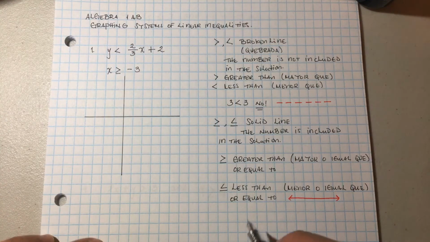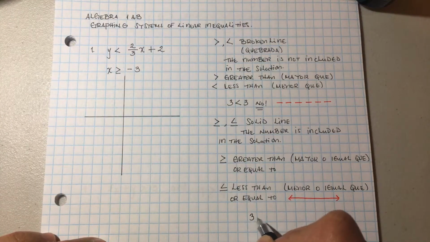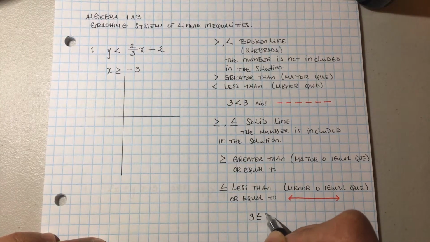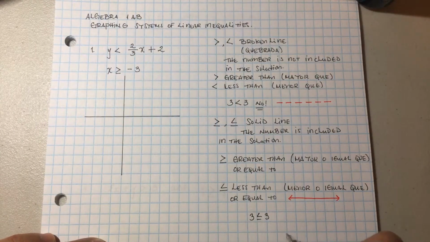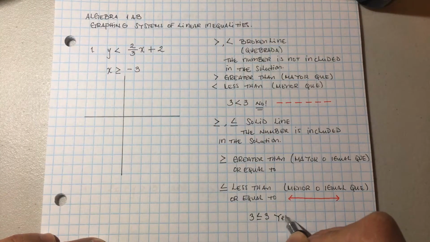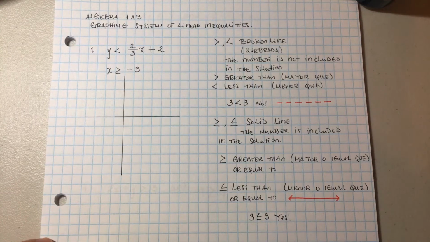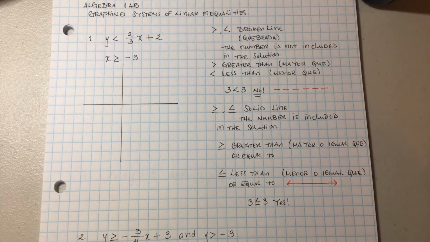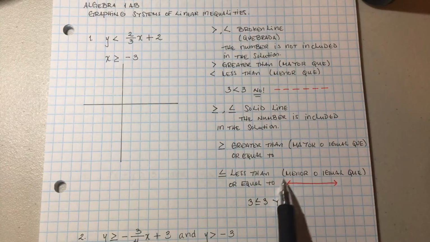Because if I say 3 is less than or equal to 3, you're going to say yes. 3 is less than or equal to 3. You're going to say yes, yes it is. So how do we represent that? We represent that with a solid line.